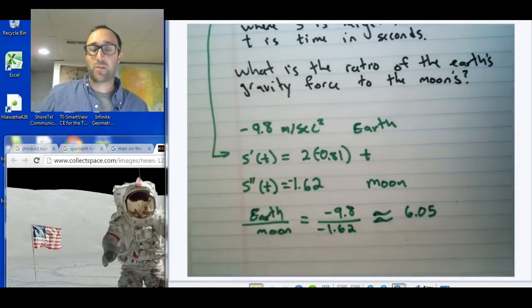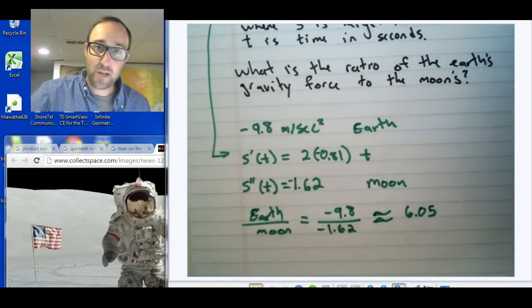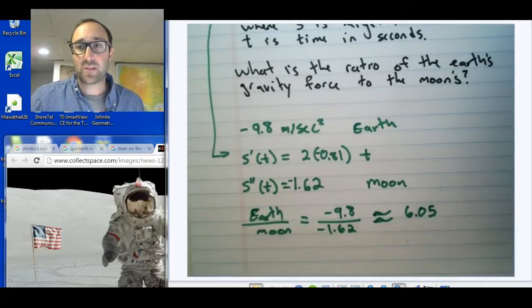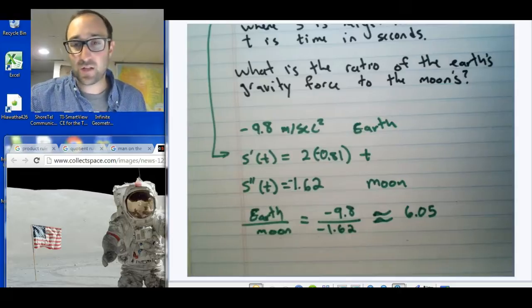So if you want to learn to jump really high, jump on the Earth for a long time, then go to the moon, and you're going to be able to jump 6 times higher than you normally would. Alright, there you go. There's the rest of this section. Good luck on your assignment.